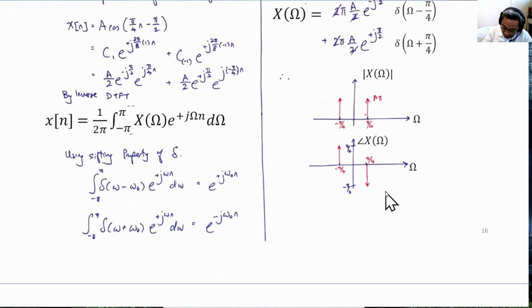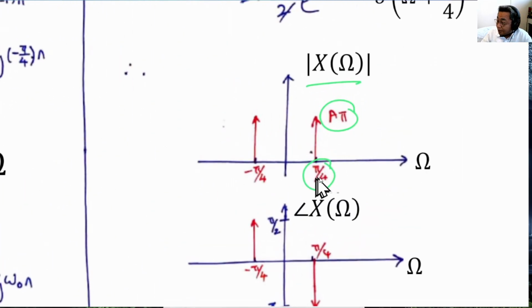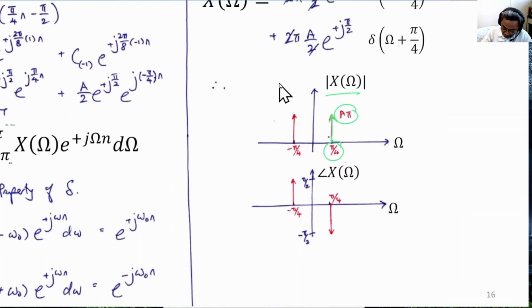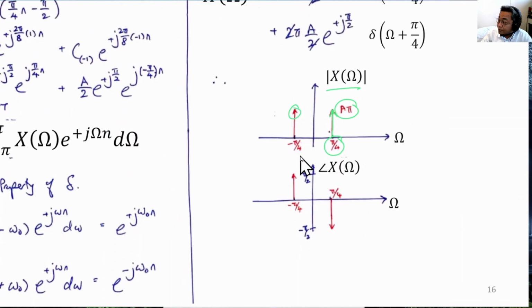So in the next slide, you'll realize that for this magnitude plot, the value becomes A times pi at the same angular frequency, which is at pi over 4. But this now has become a delta function, so it changes into an arrow. So in the previous slide, this point becomes an arrow. This point also at minus pi over 4 becomes an arrow over here. So the magnitude now is changed to arrows at the same angular frequency.